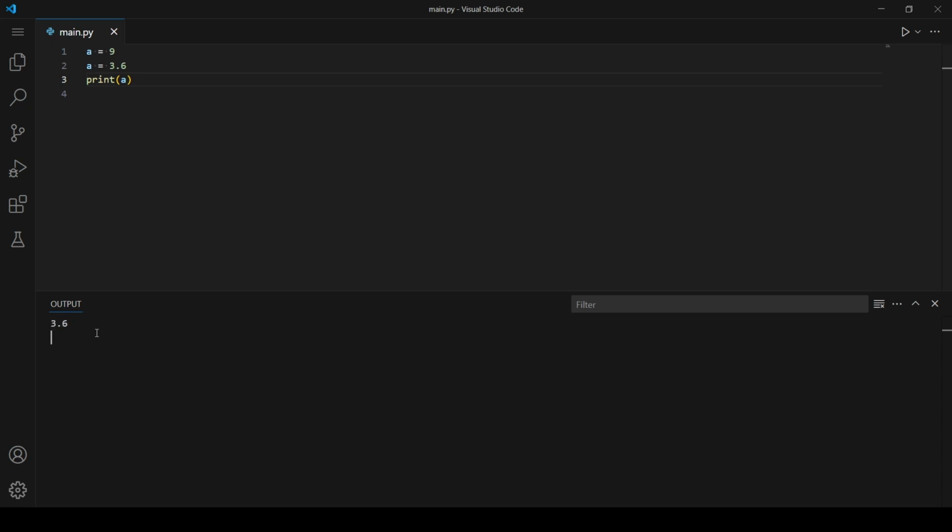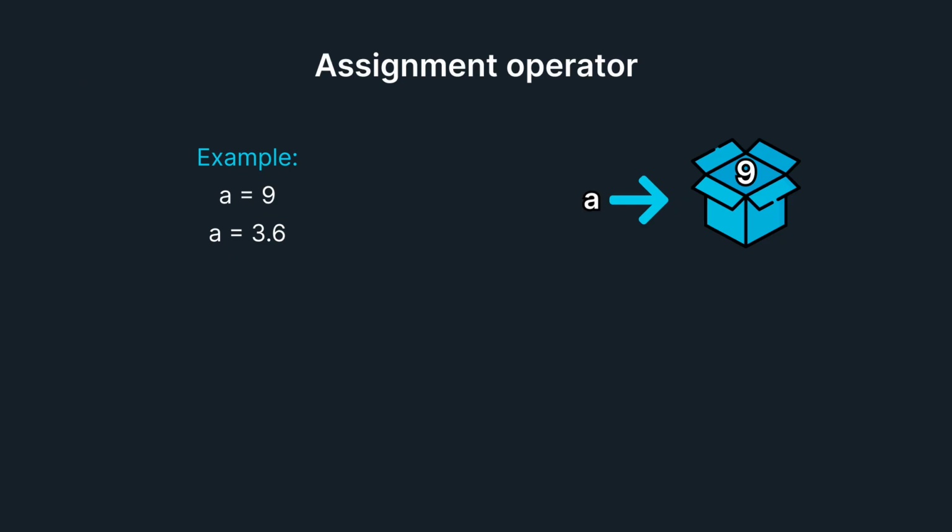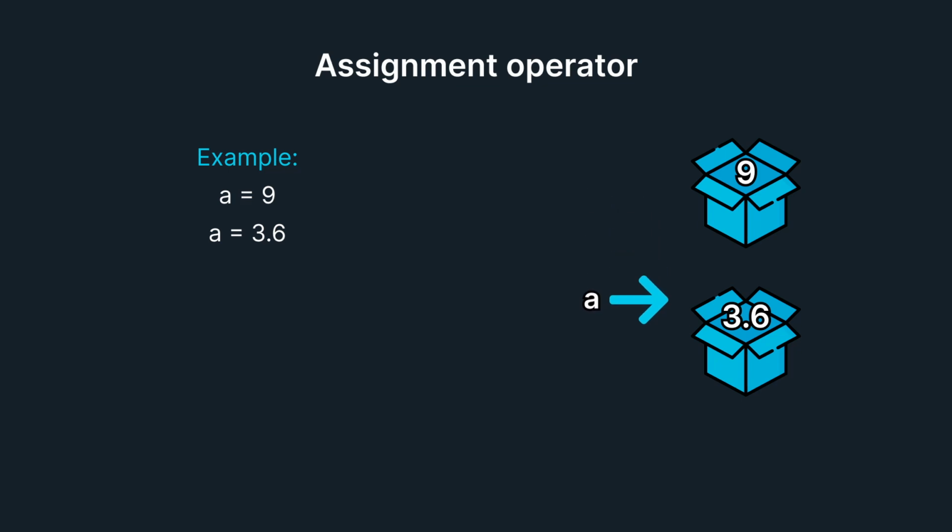Here's what's happening behind the scenes. Originally, a linked to an object with the value 9. When we assigned it 3.6, Python first created a new object storing 3.6, and then a was updated to link to this new object. If no other variables link to the old object, the one with 9, Python's garbage collector automatically removes it from memory. That's how Python manages things.